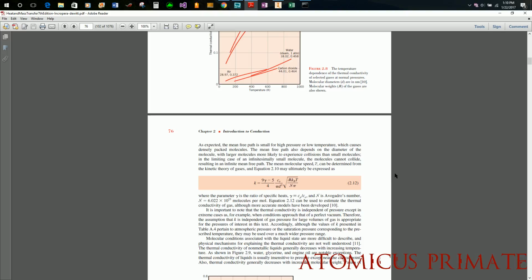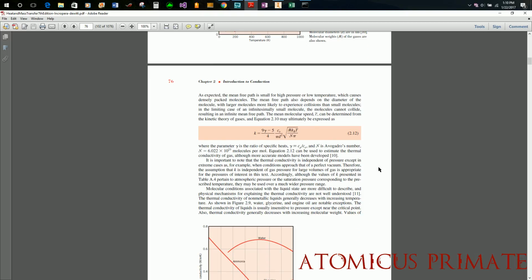Anyways, the mean molecular speed, c bar, can be determined from the kinetic theory of gases, and Equation 2.10 may ultimately be expressed as a larger equation, which isn't worth reading. You have to look at this, open your book or look at the screen. Where the parameter gamma, lowercase gamma, is the ratio of the specific heats, γ equals c_p over c_v. And N is Avogadro's number, 6.022 times 10 to the 23rd molecules per mole.